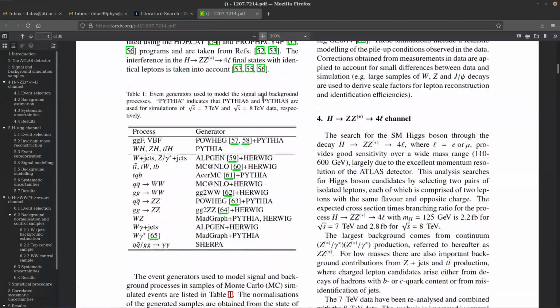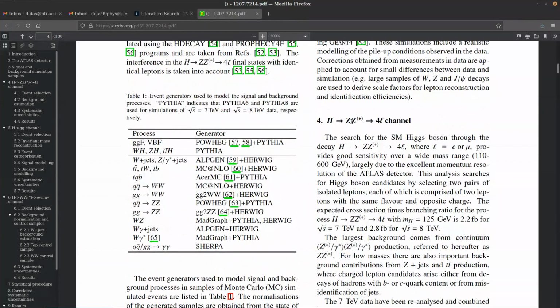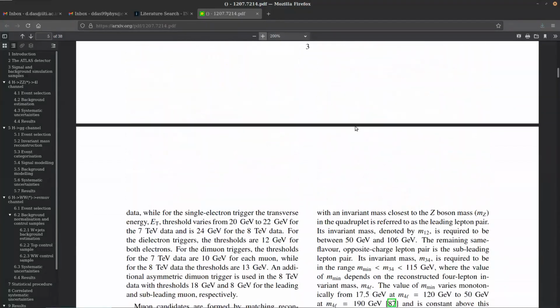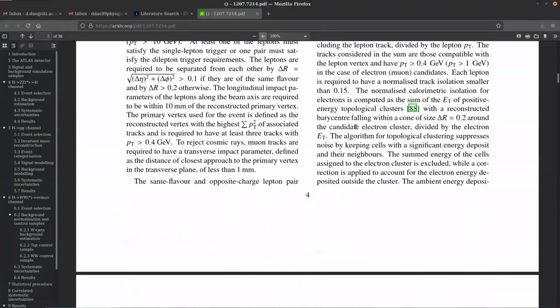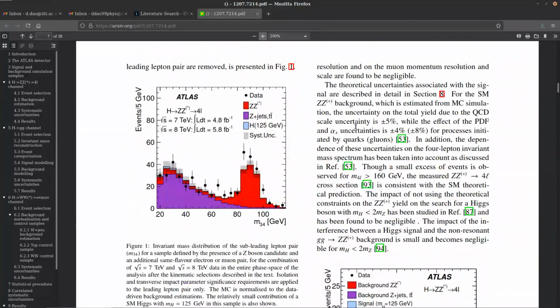ATLAS detector. Yes. So suppose this is the Higgs goes to Z Z star, four lepton channel. Okay. So even if you do not understand these things, you will see plots like what I have shown.